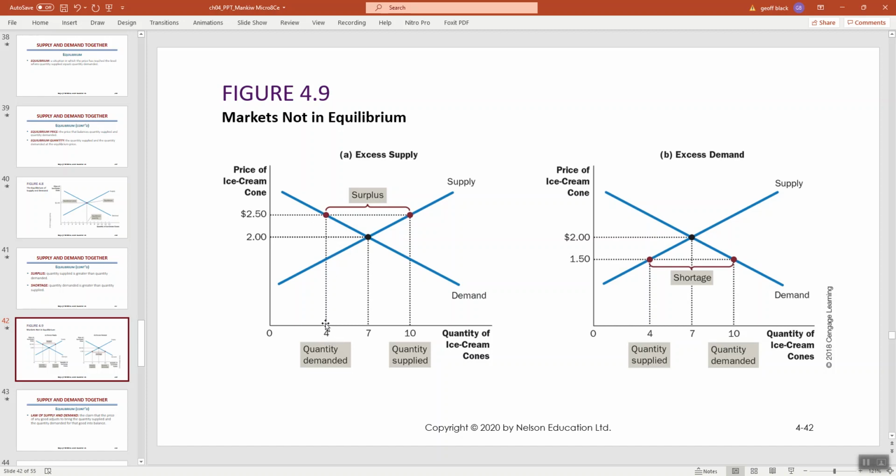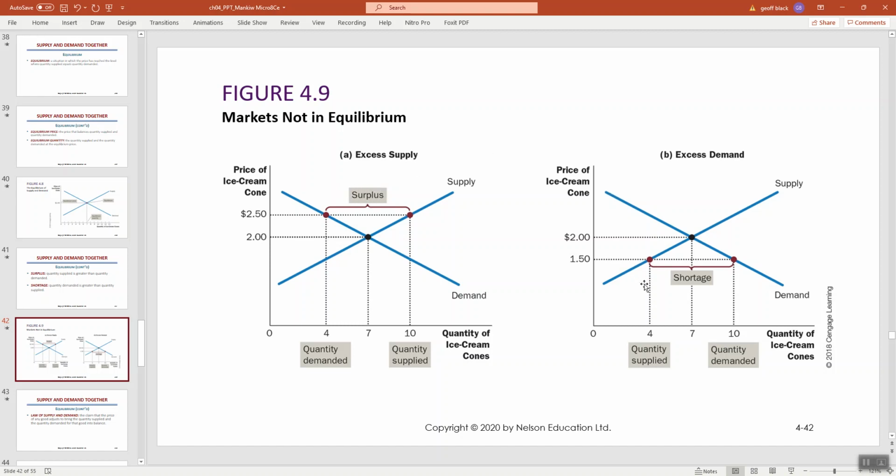Boom. Got a quantity demanded of 4. All right, so quantity demanded is 4. Where does $2.50 intersect the supply curve? Boom. Quantity supplied at $2.50 is 10. So notice quantity supplied is 10, but quantity demanded is 4. There's way too much supplied and not enough demanded. They're not in sync. So this is known as a surplus. There's way too much.